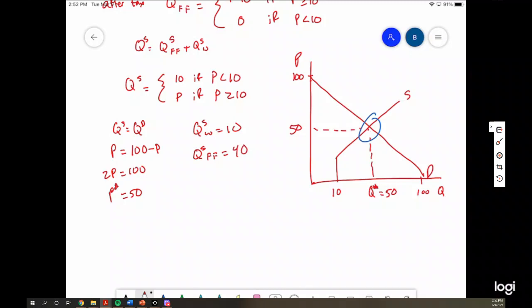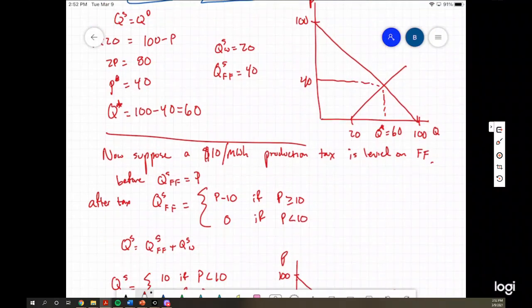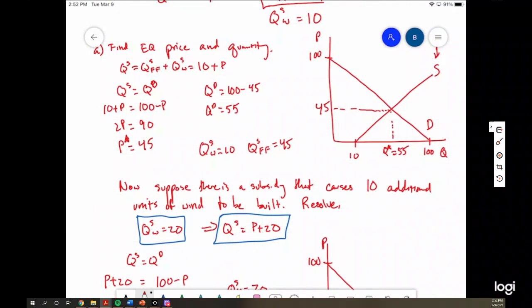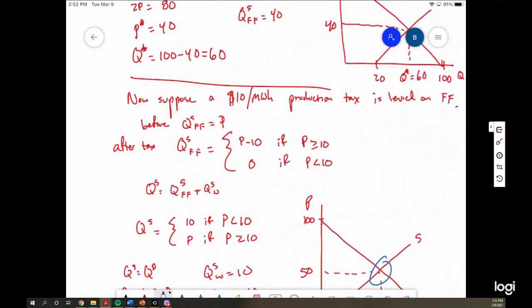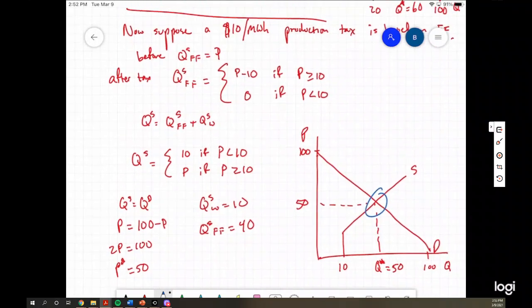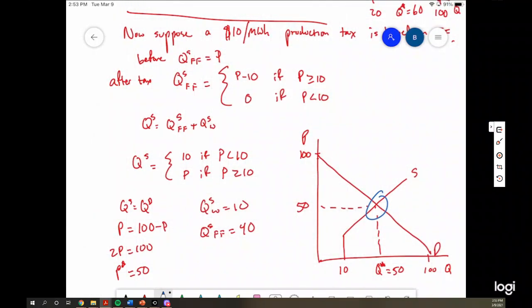So let's compare this to part A. What happened relative to part A? So in part A, we had a price of 45, and we had a fossil fuel production of 45, total production of 55. So let's go and compare that to what we just got. The price is now 50. It was 45 before, so price has gone up. The fossil fuel production has gone down. It was 45, now it's 40.